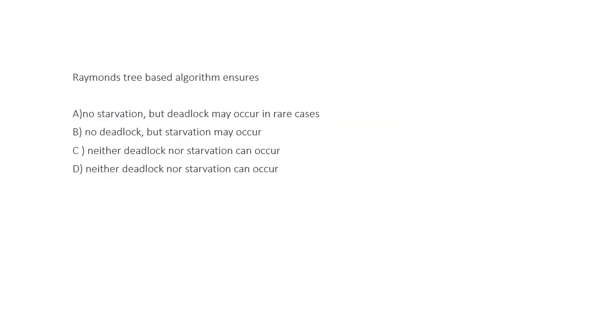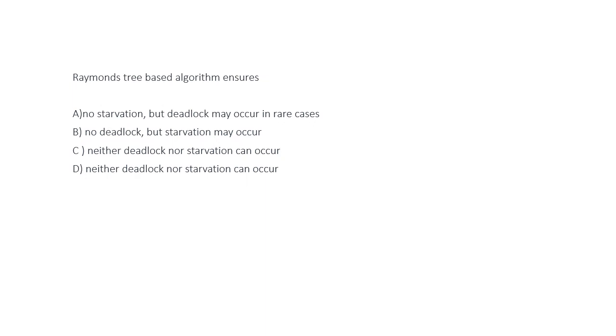This is a previous ISRO question. It is regarding the Raymond's tree-based algorithm. So what is a Raymond's tree-based algorithm? Yes, it is a token-based algorithm for mutual exclusion in a distributed system, such that a site is allowed to enter the critical section if it has a token. It creates a directed tree with edges of the tree assigned direction towards the site that holds the token.